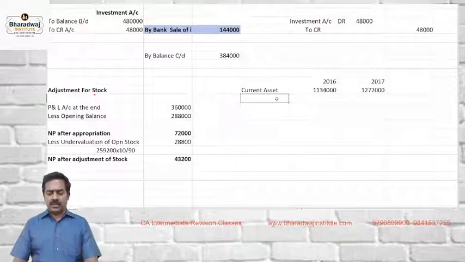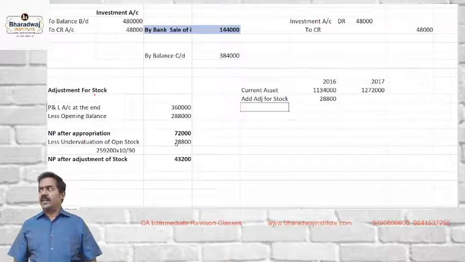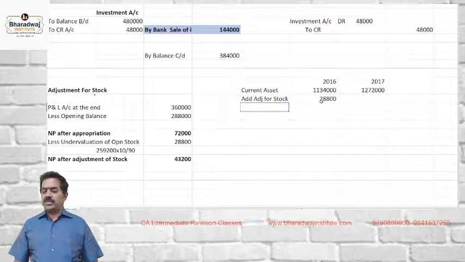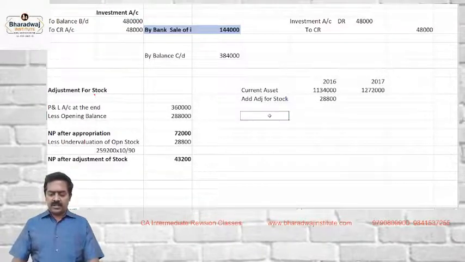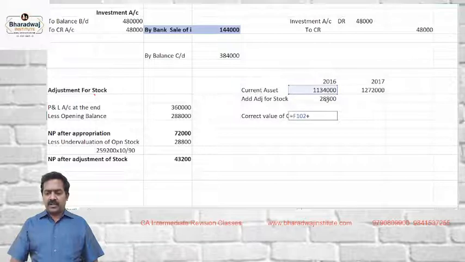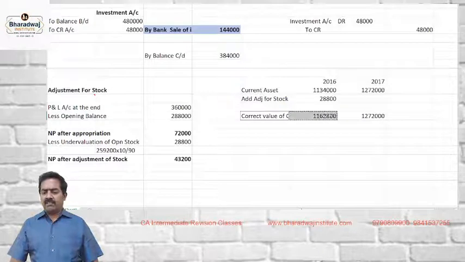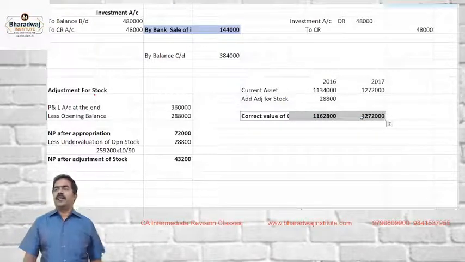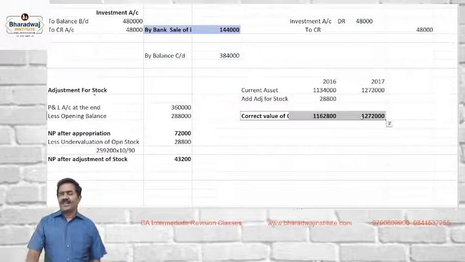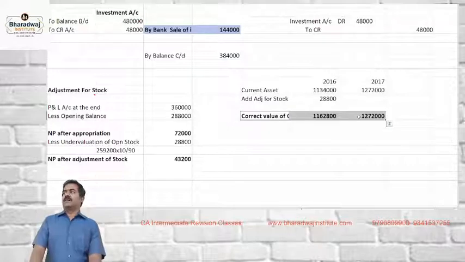And with the current asset also, add adjustment for stock. Adjustment for stock, how much you have to add? Stock was undervalued. Opening stock was undervalued. We have to add how much? 28,800. So this will give us correct value of current assets. So 11,34,000 plus 28,800. Closing stock, no adjustment required because it is correctly valued. So while doing the adjustment for the increase or decrease in current asset, you should take which value? This value. Adjusted values, you have to take it.